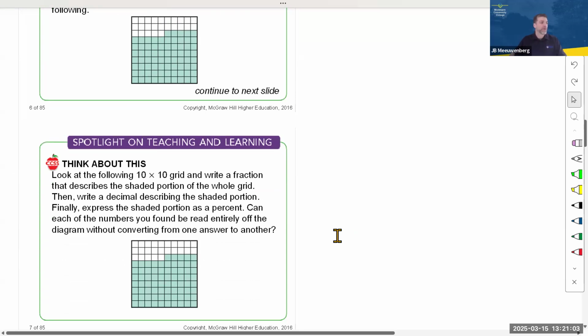Looking at this, can you write a decimal number that describes the shaded portion of this square? Can you also show that as a percentage? And then can each of the numbers you found be read entirely off the diagram? Meaning there are conversion processes to go between fractions and decimals and percentages, but can we just get those ideas by looking at this picture rather than following rules for doing those conversions? Just take a moment and consider those questions and those ideas.